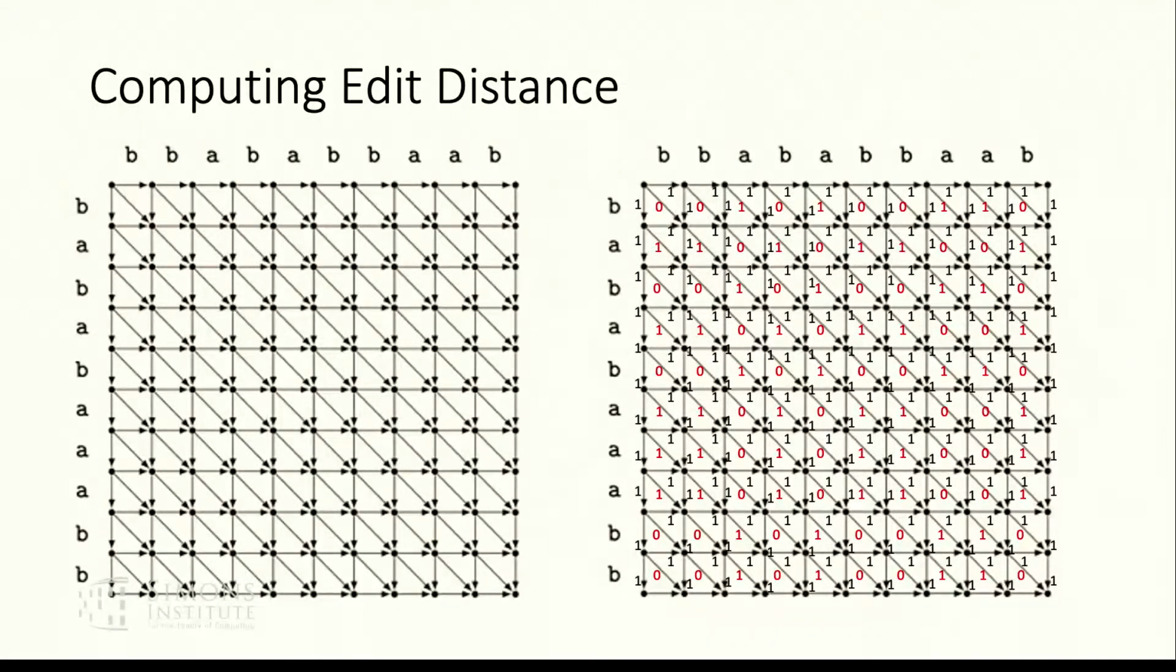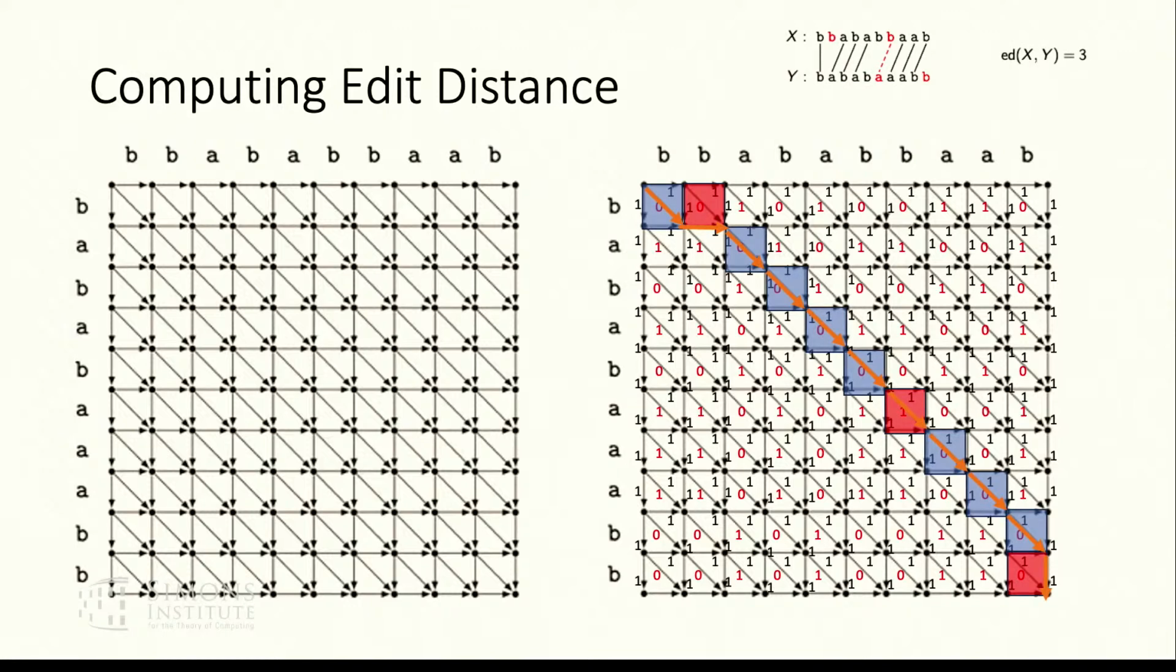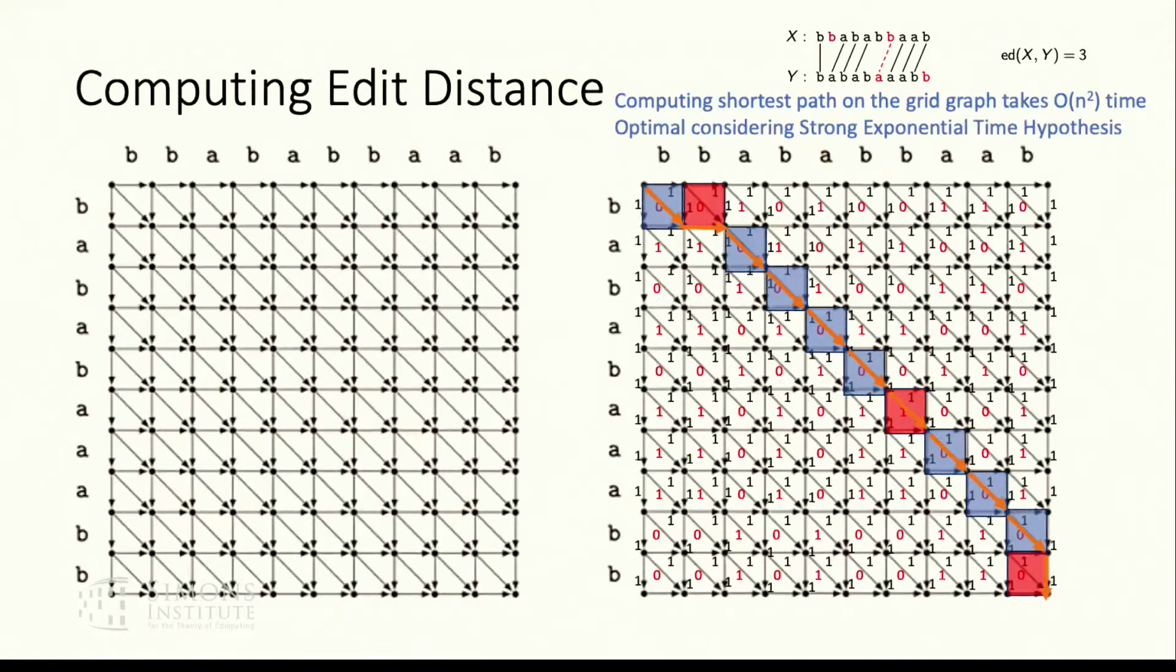So you have this grid-like graph, and the edit distance is simply the shortest path from this point to here. This graph has n squared nodes and n squared edges, so this shortest path on the grid graph can be computed in n squared time. So you can compute the edit distance in n squared time, and this is also optimal considering the strong exponential time hypothesis. This path shows where the edits happen: there is a deletion here, a substitution here, and a deletion here.